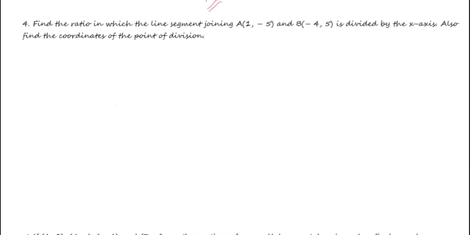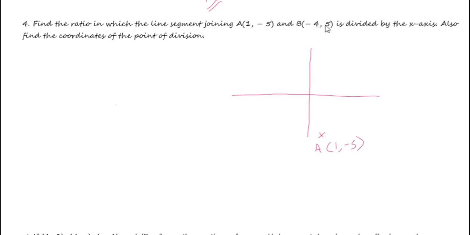Find the ratio in which the line segment joining A (1, -5) and B (-4, 5) is divided by the x-axis. Also find the coordinates of the point of division. Now let us draw the graph. So point A is (1, -5). Let us approximately mark here. This is point A, (1, -5).